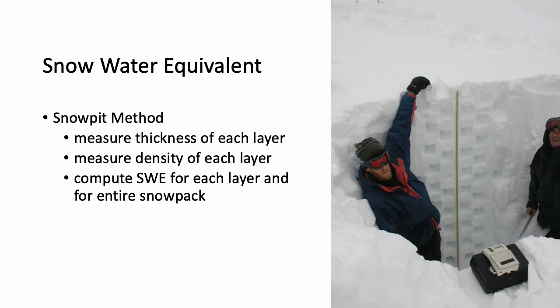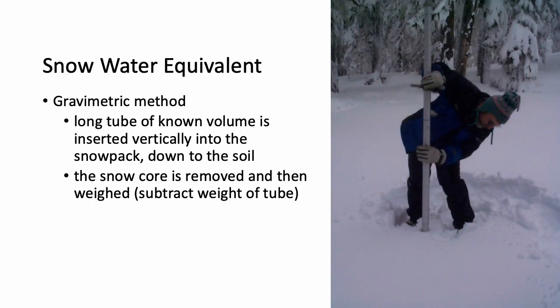So we can compute the snow water equivalent for each layer in the snowpack, and a lot of times we take replicates, which is why you have multiple measurements going across in each 10 centimeter depth. And so then if you know the snow water equivalent for each, in this case, 10 centimeter layer, add them all up, and that's the snow water equivalent of the entire snowpack. So we call this the snow pit method.